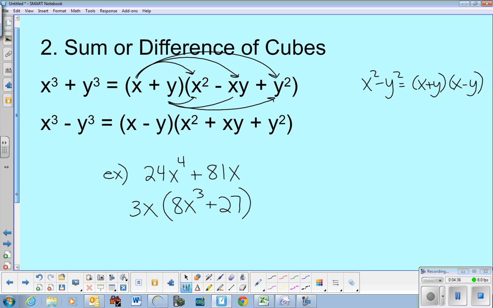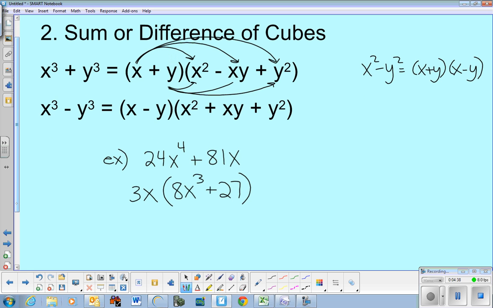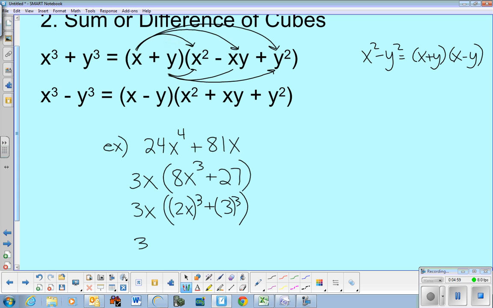Now what I'm left with is a sum of cubes. I'm left with 3x here. This is 2x cubed, right? 2 cubed is 8, and 27 is 3 cubed. I don't need all those parentheses, but I just wanted to write them as cubes. So what we can tell now is there's a 3x in the front. When you factor that out, don't lose it. Don't leave it off your final answer.